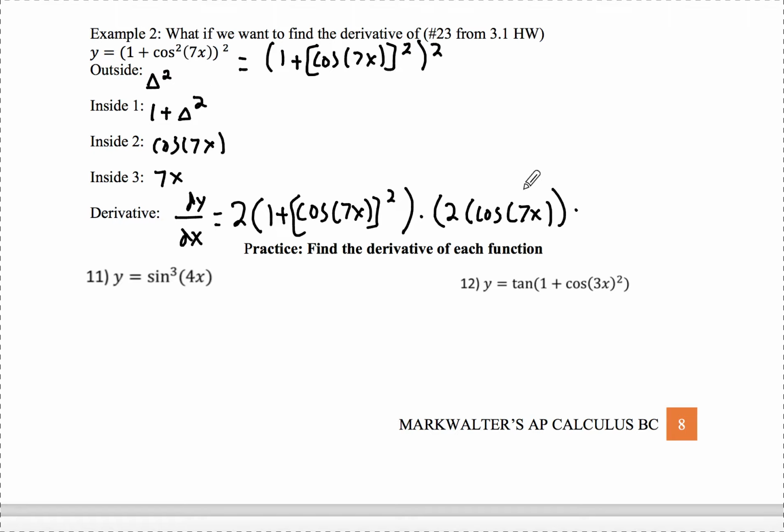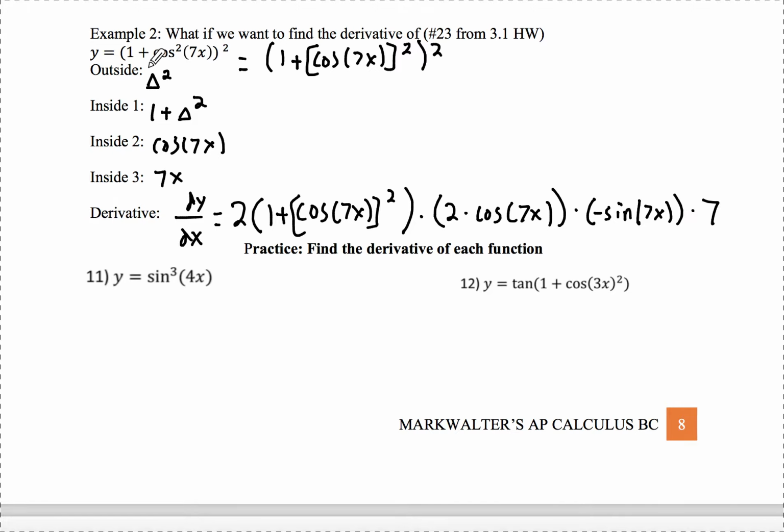Times the derivative of cosine. Ooh, I think I lost a parentheses in there. I actually had an extra one. I guess I don't really need this parentheses there. All right, times the derivative of cosine is negative sine, but I'll keep the blah, keep its inside. Times, now I need the derivative of its inside, which is 7.